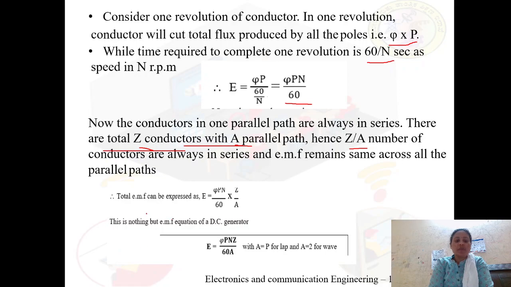Hence, the total EMF induced can be expressed as the EMF induced in a single conductor multiplied by the number of conductors in a single path. Phi P N by 60 is the EMF induced in a single conductor, multiplied by the conductors distributed in a single path, Z divided by A. Hence, the expression for the EMF is phi P N Z by 60 A, where A is equal to P for lap winding and equal to 2 for wave winding.